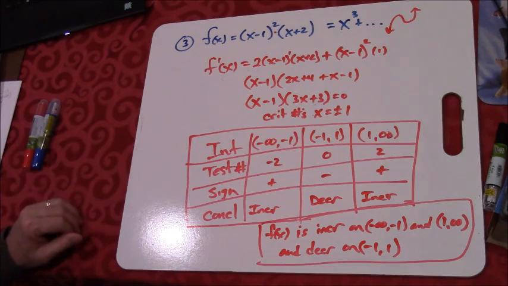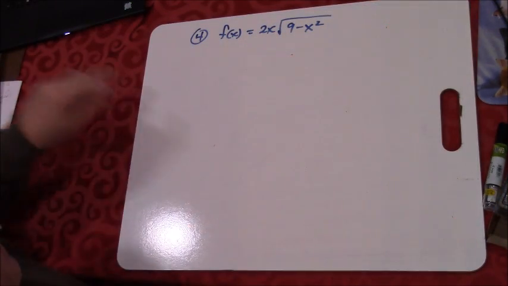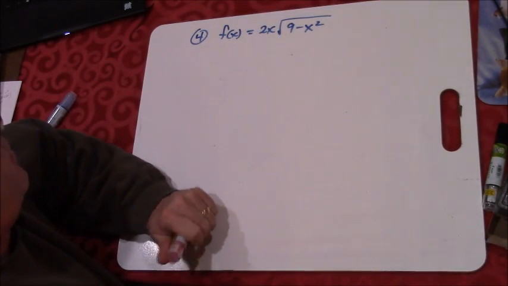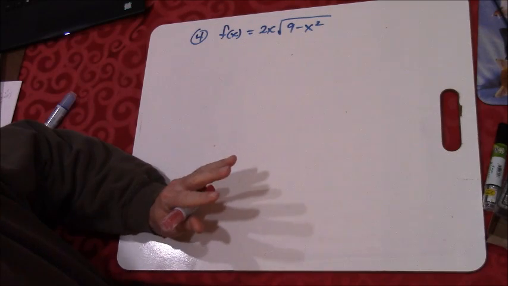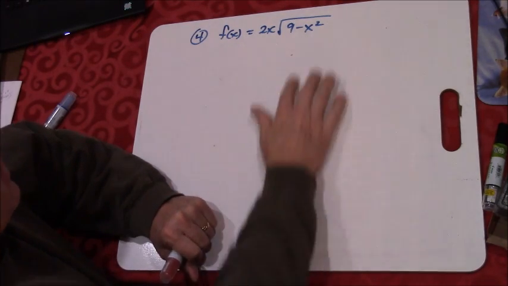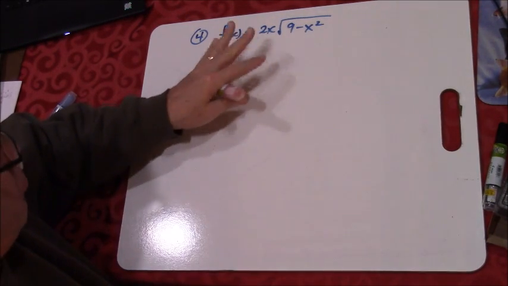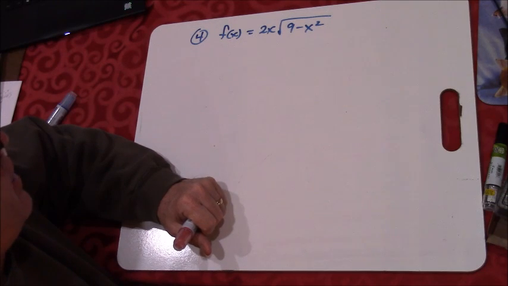All right, we got one more to try. Oh yeah, there we go. That's what I'm talking about. Now we're getting to something that's a little more complicated, okay? So we got to make sure that we can work through this process.